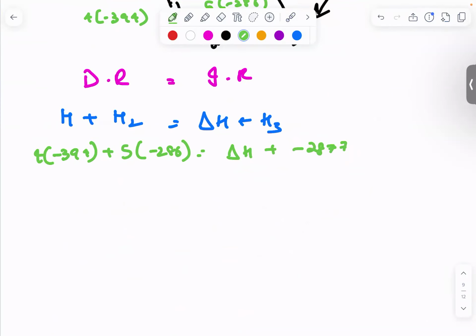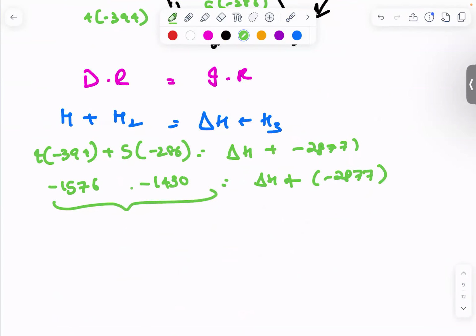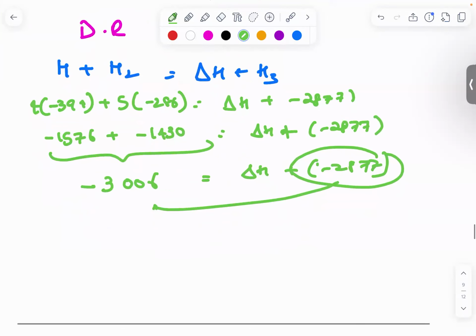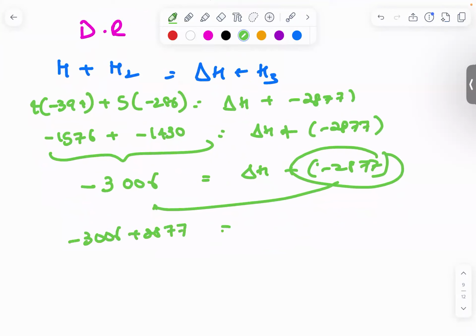So add them up. This would be minus 1576. This would be minus 1430 is equal to delta H plus minus 2877. Add them up. Minus minus would become plus. So that would be minus 3006 is equal to delta H plus minus 2877. Now bring this value to this side. It would become minus 3006 plus 2877. That would be equal to delta H. You need to calculate it.